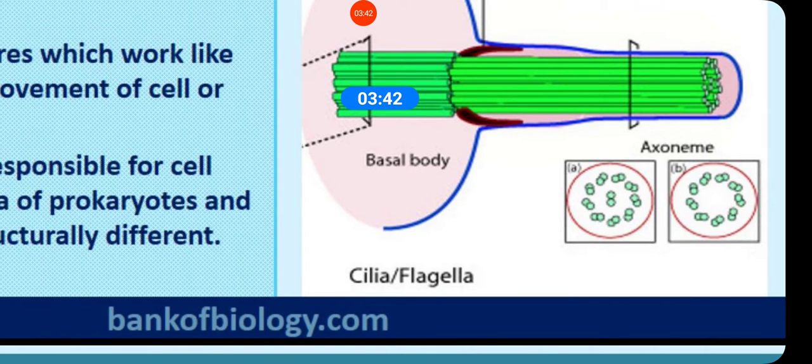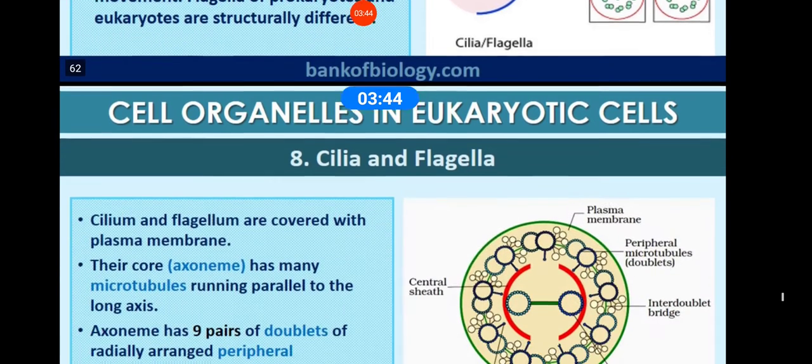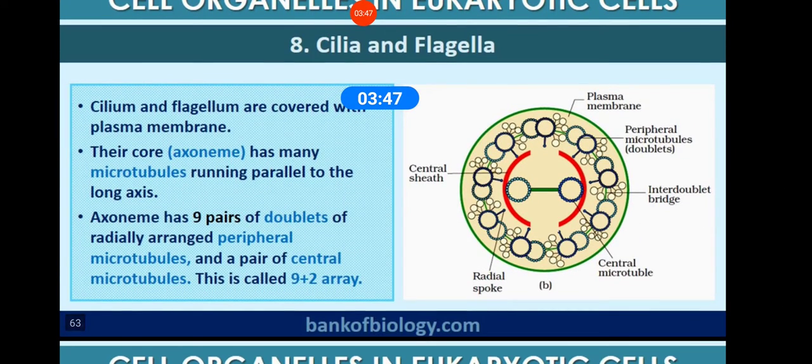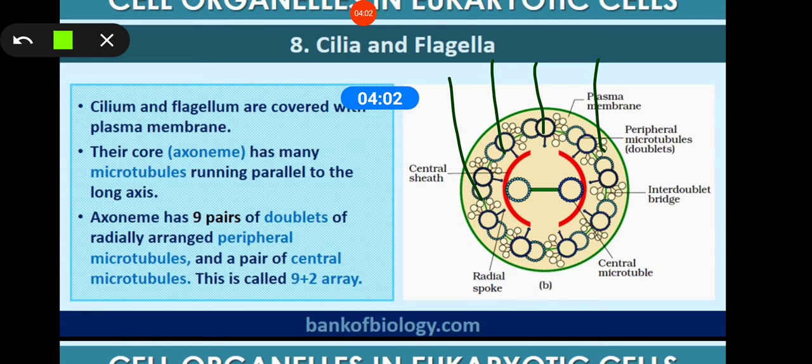Okay, so coming to the enlargement of the circle, they are covered by a plasma membrane. Then the central part is called the axoneme. The core is called the axoneme, in which they are running parallel to each other like these. Okay, they are running parallel to each other like this. So we are observing them from the front. Okay, and it has two inside the central sheath. This red color is the central sheath.